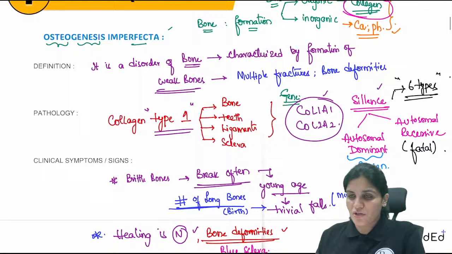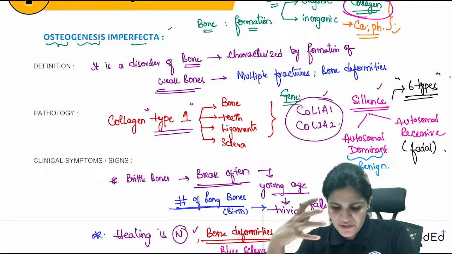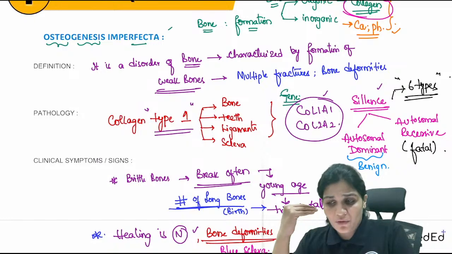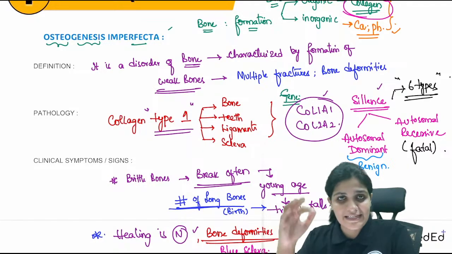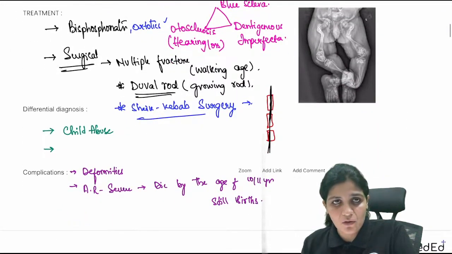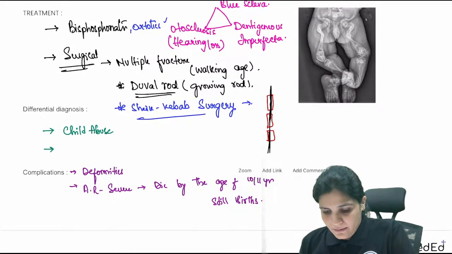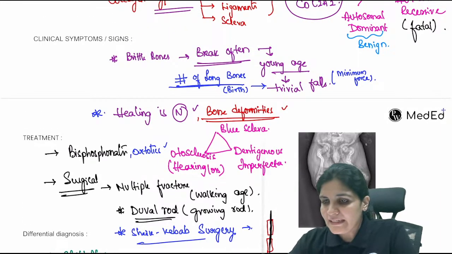Right, so this is about osteogenesis imperfecta. This is what you write. This is a short answer, right? So this much would be more than sufficient. You always start with the definition, then you write the pathology related to it, then the clinical signs and symptoms, and then how you treat it, and the differential diagnosis, right? Is that clear?